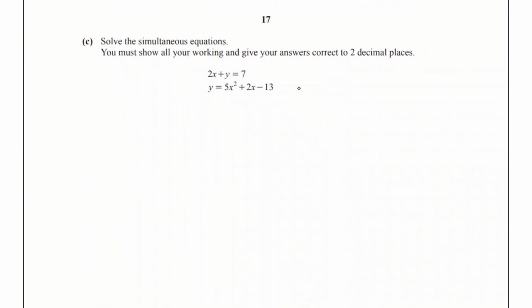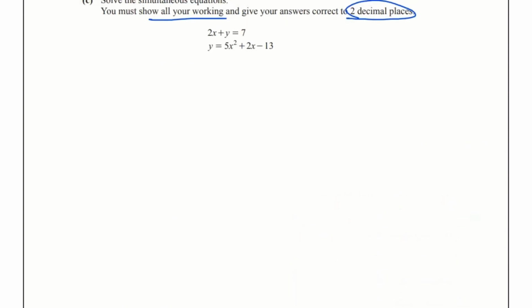Simultaneous equations. Solve the simultaneous equations. You must show all the working and give your answer in 2 decimal points. Again, this is for 6 marks, and since it says give your answers to 2 decimals, that means you are going to use the quadratic formula.